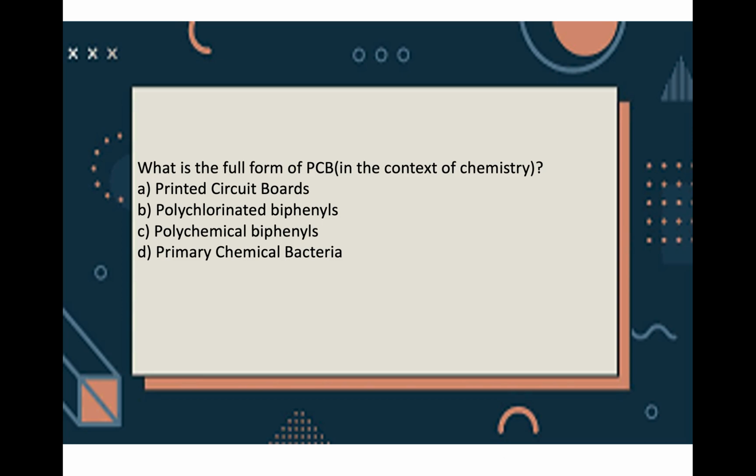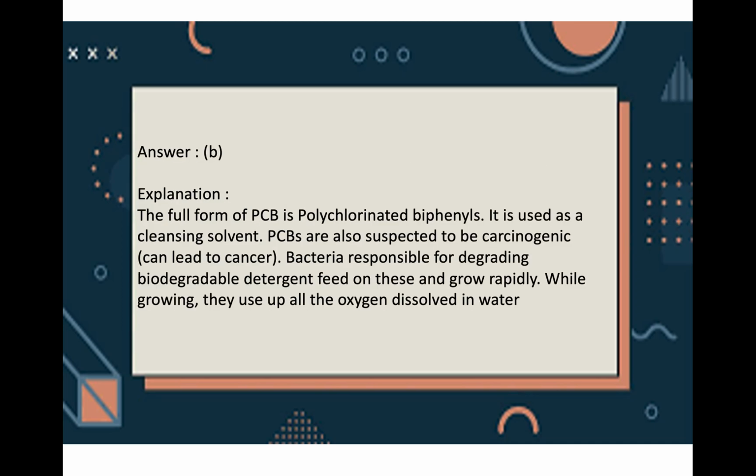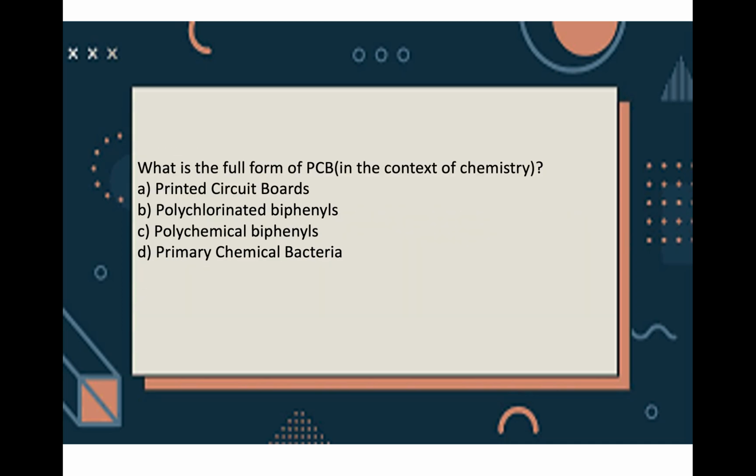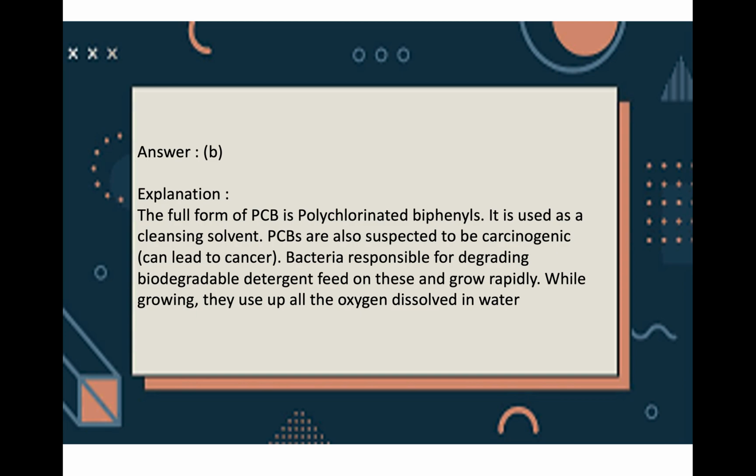Polychlorinated biphenyls. C. Polychemical biphenyls. D. Primary chemical bacteria. The answer is B. Polychlorinated biphenyls, which are used as cleansing solvents. They are also suspected to be carcinogenic or cancer-causing substances. Bacteria which are responsible for degrading biodegradable detergent feed on these and grow quickly. So while growing they use up all the oxygen dissolved in water.